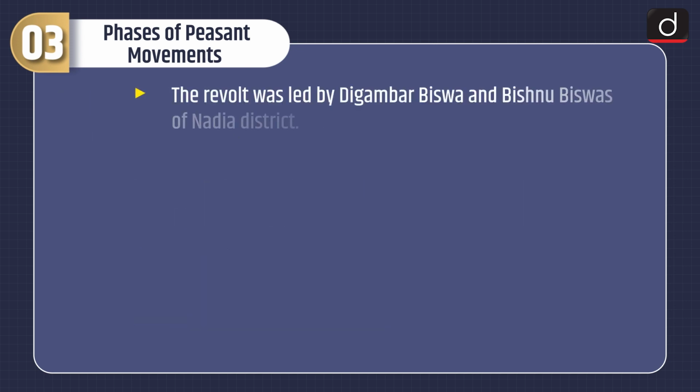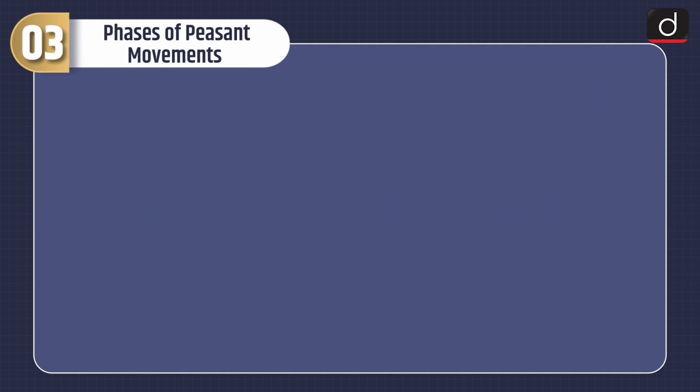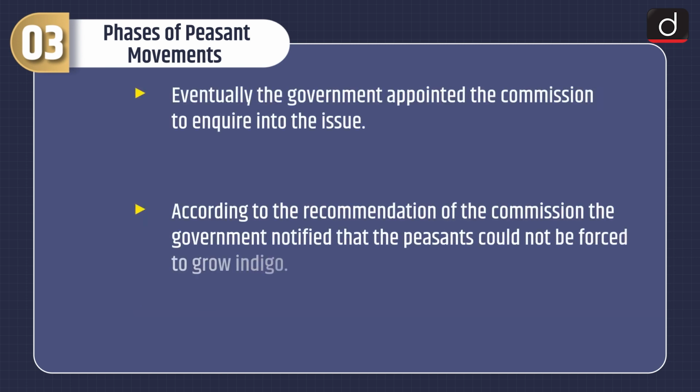The revolt was led by Digambar Biswas and Bishnu Biswas of Nadia district. They decided to refuse to grow indigo and also organized a group to counter the planters. Gradually, the peasants got the support of the Bengali intelligentsia who helped them fight the battle via the legal path. Eventually, the government appointed a commission to inquire into the issue. According to the recommendation of the commission, the government notified that the peasants could not be forced to grow indigo.